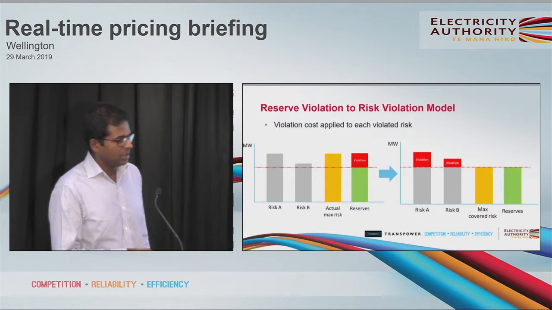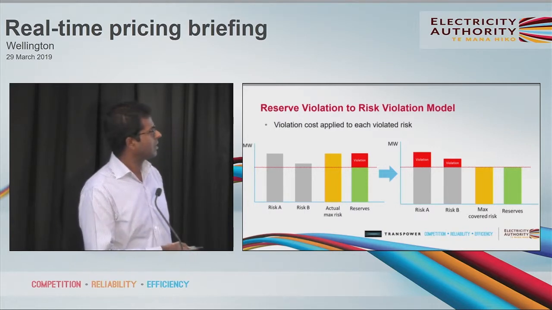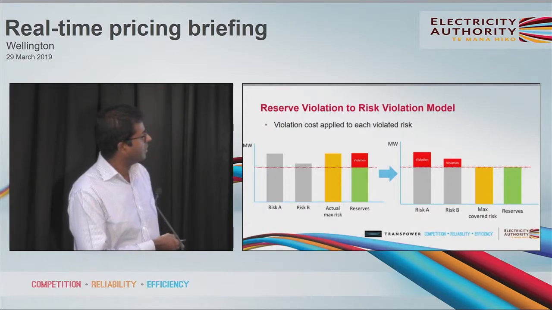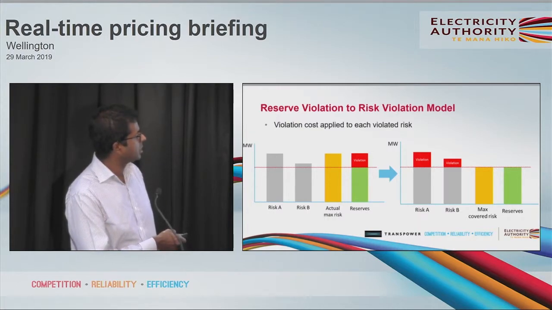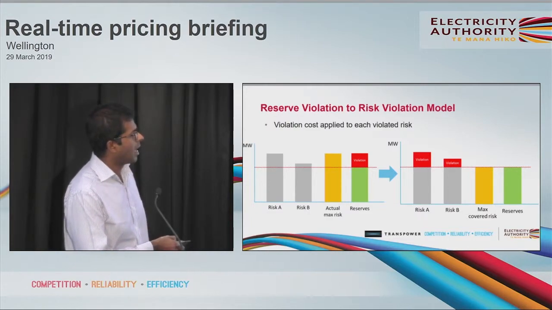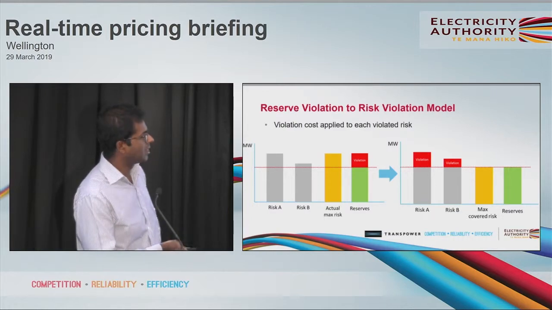So to address this, the idea was to move away from a reserve violation model that only accounts for the violation of the actual maximum risk, to taking into account the violation on each individual risk. So SPD doesn't think that it can have these additional violations at no cost, and it reflects the increasing cost.